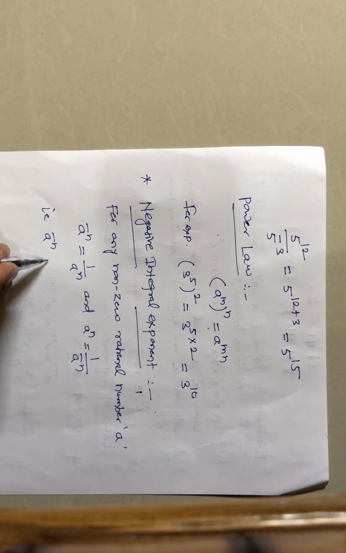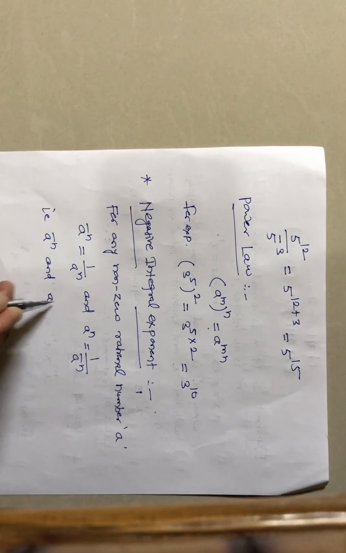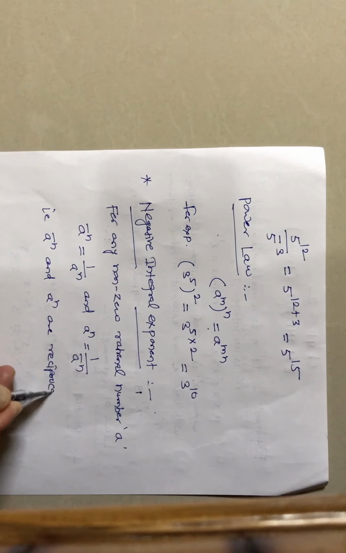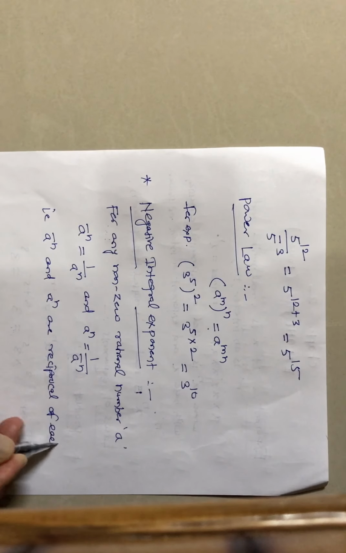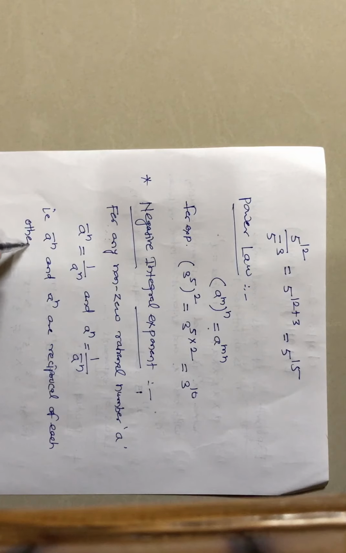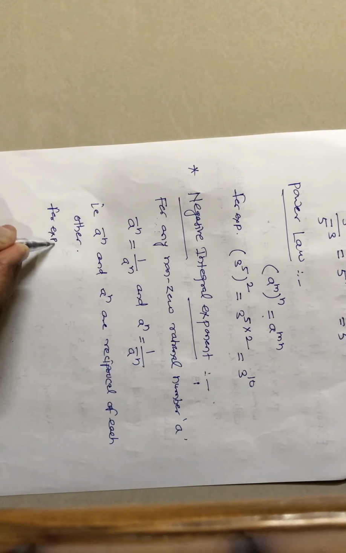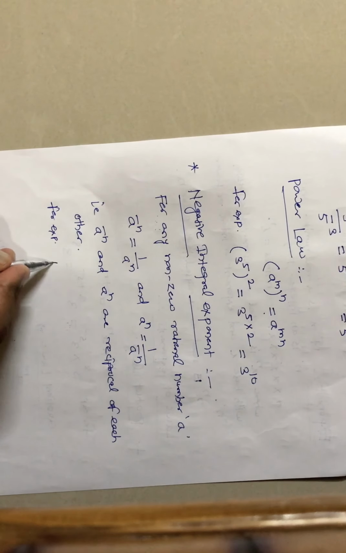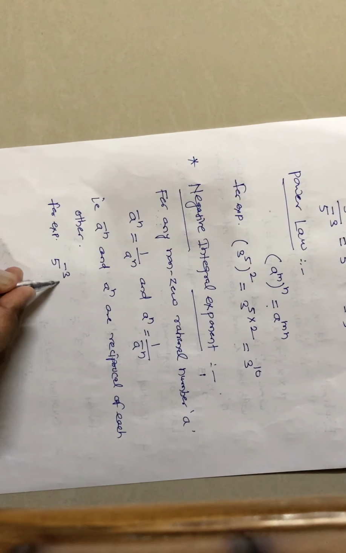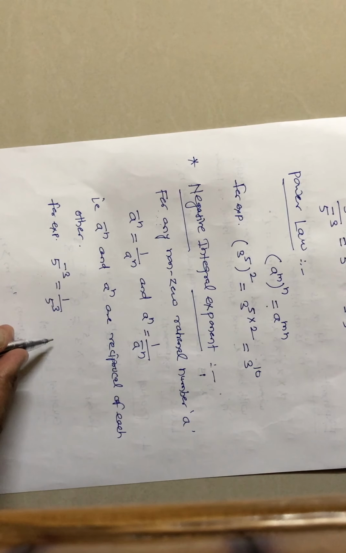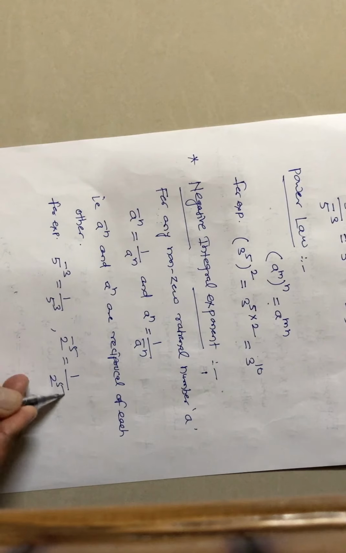That is, a raised to minus n and a raised to n are reciprocal of each other. For example, 5 raised to the power minus 3, so we can write it as 1 upon 5 raised to 3. Take another example, 2 raised to minus 5, so we can write it as 1 upon 2 raised to 5.